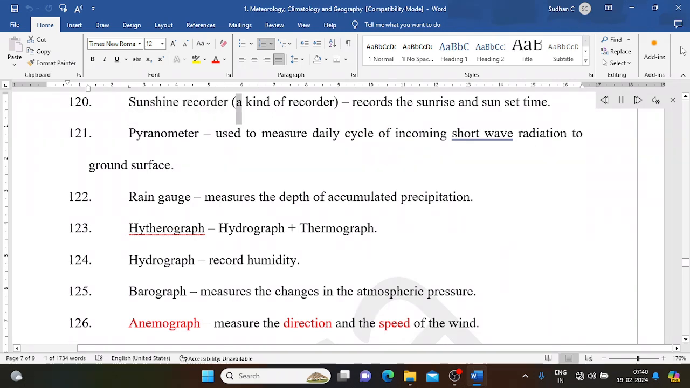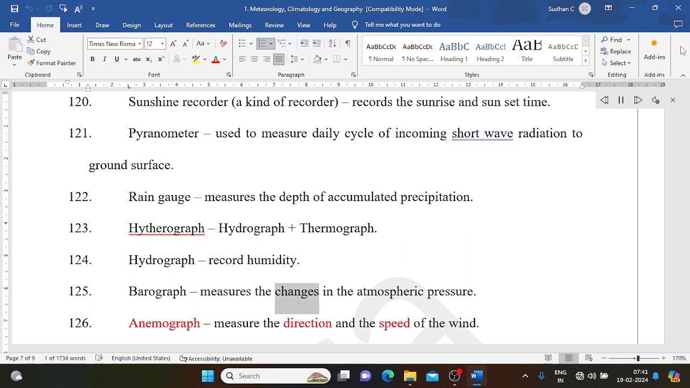The sunshine recorder records the sunrise and sunset time. The pyranometer is used to measure the daily cycle of incoming shortwave radiation to the ground surface. The rain gauge measures the depth of accumulated precipitation. Hygrograph plus thermograph is the hygrothermograph. The hygrograph records humidity.